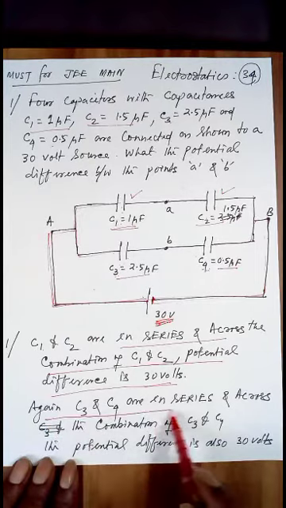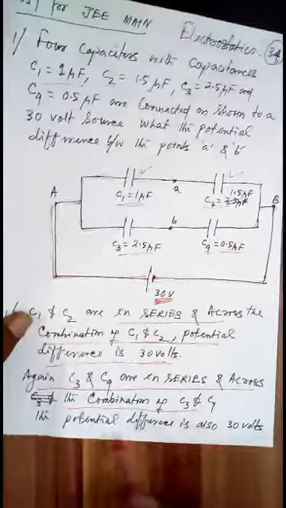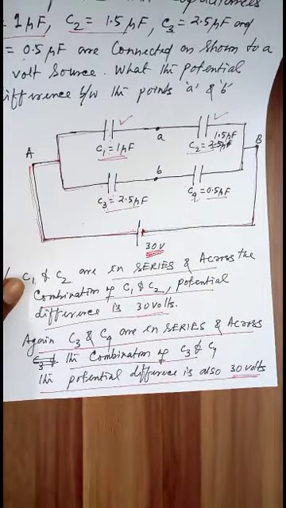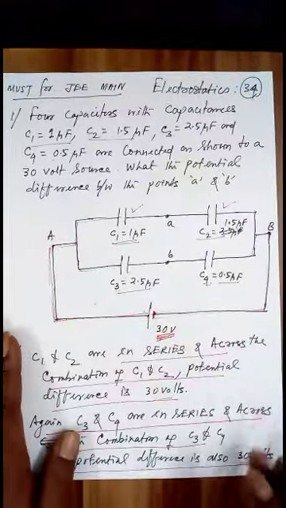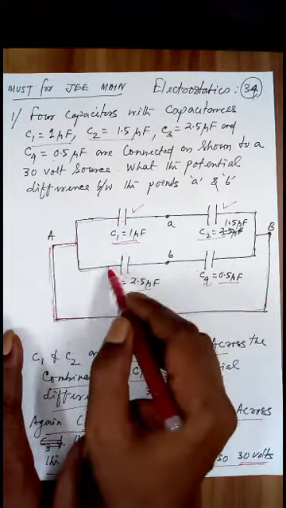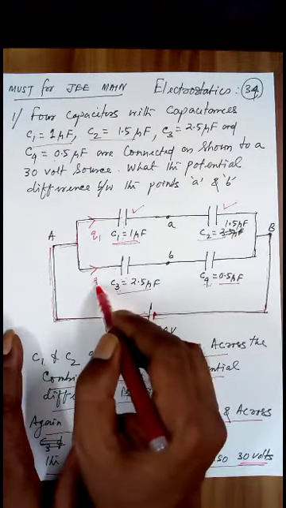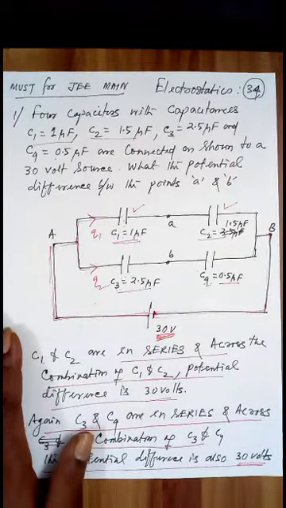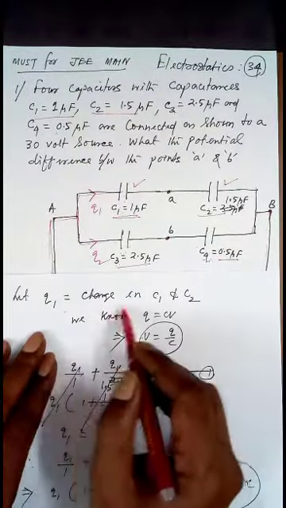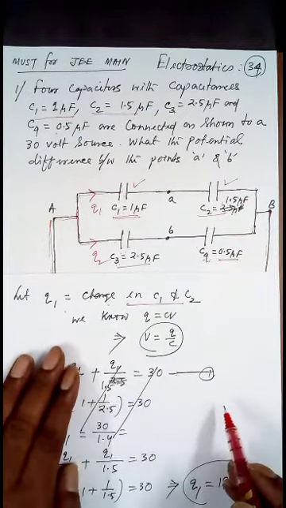Again, C3, C4 are connected in series, and across the combination of C3 and C4, the potential difference is also 30 volts, right? Now, whatever charge flows from here, it will be distributed to this side and to this side. Let it be Q1 to this side and Q2 to this side. So now analyze. Let Q1 be the charge in capacitors C1 and C2, because they are in series, they will have the same charge.